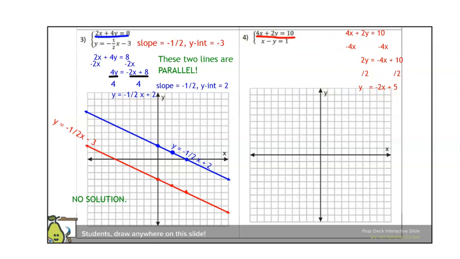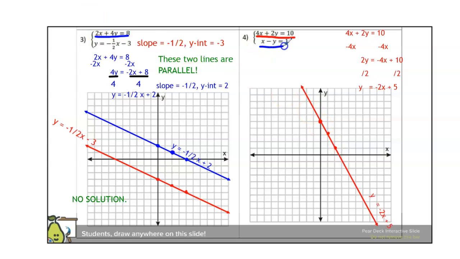So that means our slope is negative 2 and our y-intercept is 5. So that means we're going to start by graphing this equation at the y-intercept of 5. And then negative 2 means we're going down 2 over 1, down 2 over 1, and so on. Connect that with a straight line.